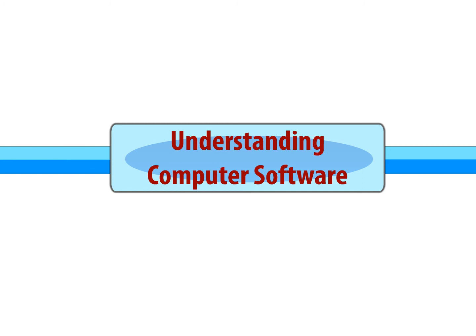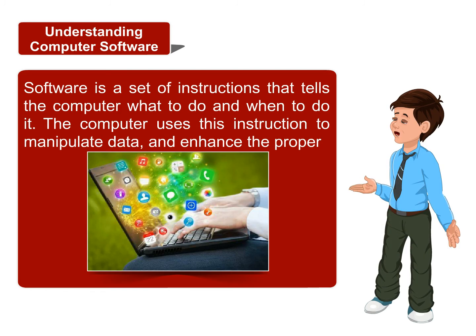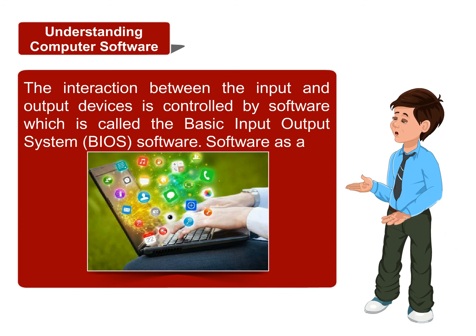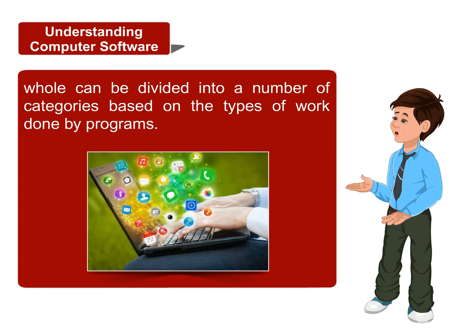Understanding computer software. Software is a set of instructions that tells the computer what to do and when to do it. The computer uses this instruction to manipulate data and enhance the proper functioning of the hardware components. It converts data into information and allows users to use the computer in different ways. The interaction between the input and output devices is controlled by software called the Basic Input-Output System, BIOS, software. Software as a whole can be divided into a number of categories based on the types of work done by programs.